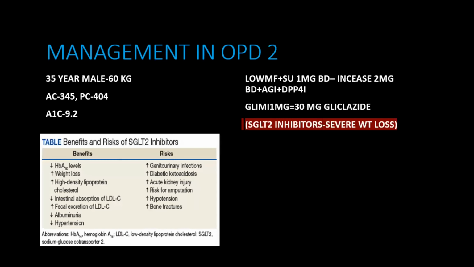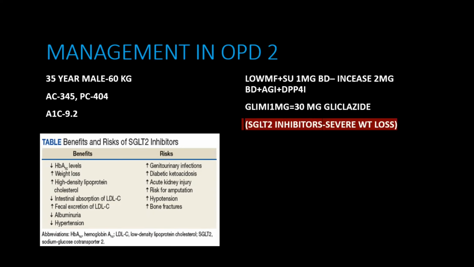Management in OPD case 2: 35-year male with 60 kilo weight with AC 345 and PC 404 and A1C 9.2. We should, apart from lifestyle and diet changes, give low dose metformin and sulfonylureas, because PC is going up to 404, 1 milligram BD, we can increase to 2 milligram BD, and alpha glucosidase inhibitors and DPP4 inhibitors. Remember, glimepiride 1 mg equals 30 milligram of gliclazide.